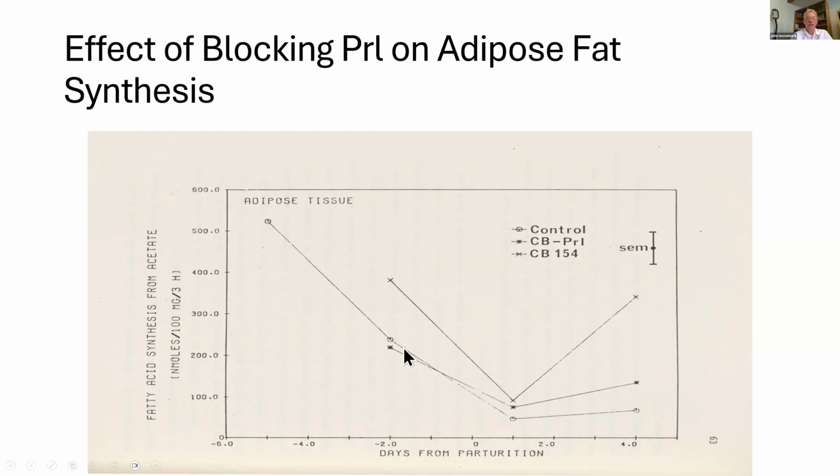This was when we gave them the bromocriptine, and they started making fat again. And then this is the one where we gave them the prolactin. So bottom line, prolactin made milk synthesis go up and body fat synthesis go down.